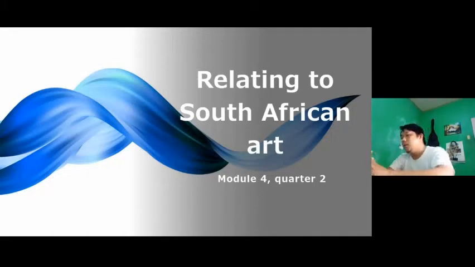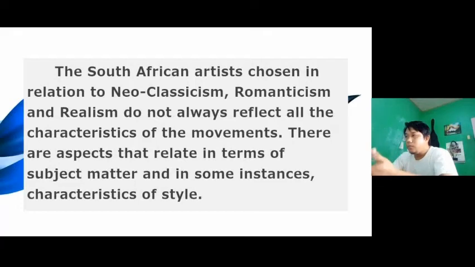Okay, so let us now go to South African art. Here we will also meet artists and their styles of painting, or of making artwork. The South African artists chosen are related to Neoclassicism, Romanticism, and Realism. So there are three, and it has a relation or depiction to each. Neoclassicism has elegance and formality. Romanticism is more on emotions and feelings, showing things in an expressive way, while realism shows real life situations.